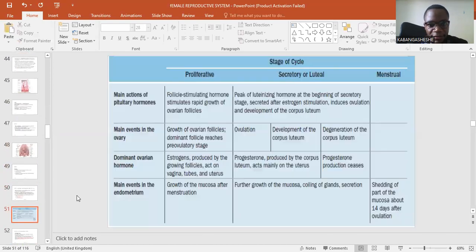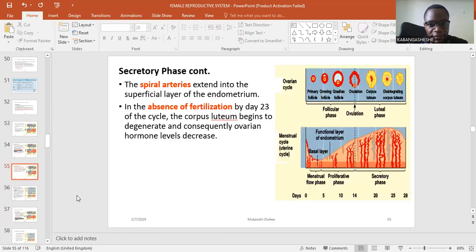Okay, there's a diagram that I'm looking for. Okay, I don't have it here.